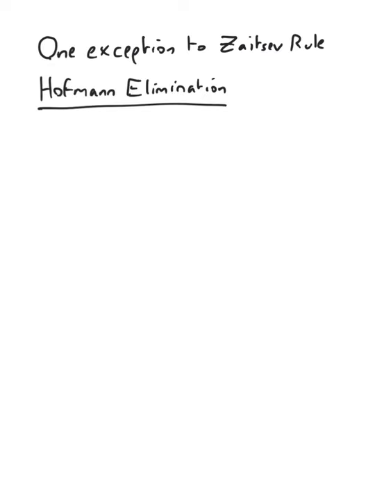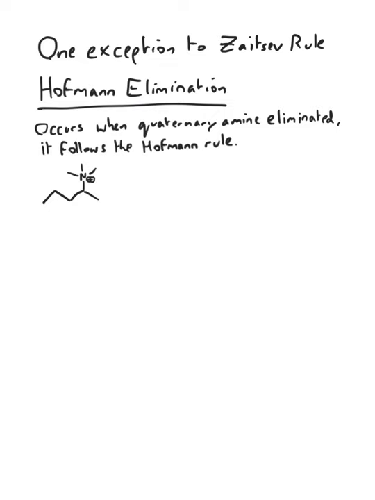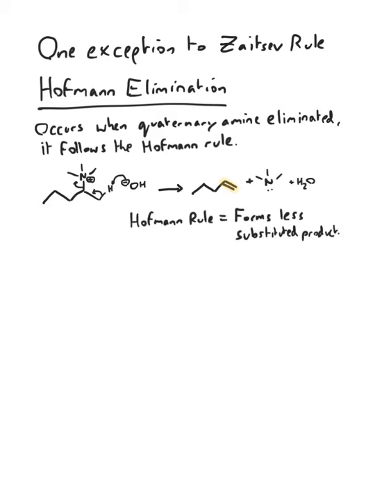However, there is one exception to the Zaitsev rule, and that is the Hofmann elimination. The Hofmann elimination occurs when there is a quaternary amine, where a tertiary amine group is the leaving group and can be eliminated. Due to its bulk, it actually follows the Hofmann rule, where you form the less substituted product. This makes sense if you draw a 3D model of the structure.